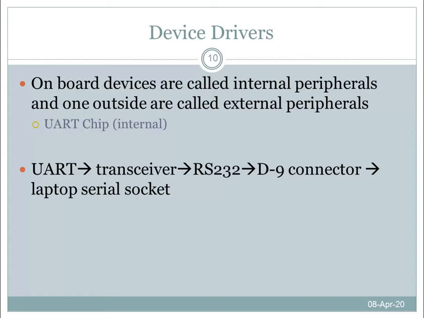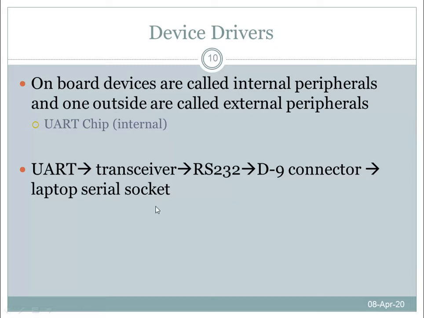Devices on both sides are called internal peripherals, and those outside are called external peripherals. For the UART, to establish the communication between the peripherals and the operating system, this is the channel I needed: UART transceivers, RS-232, DB9 connector, and your laptop socket.